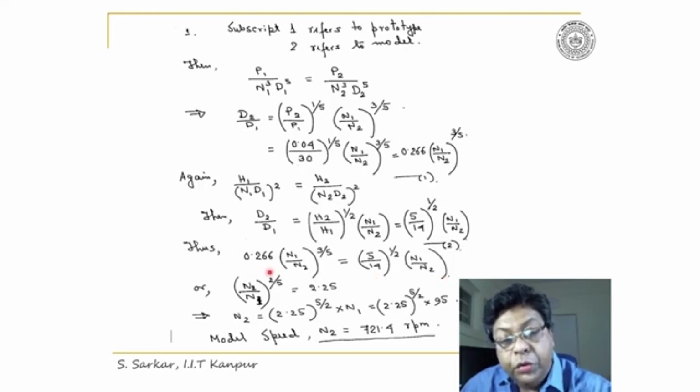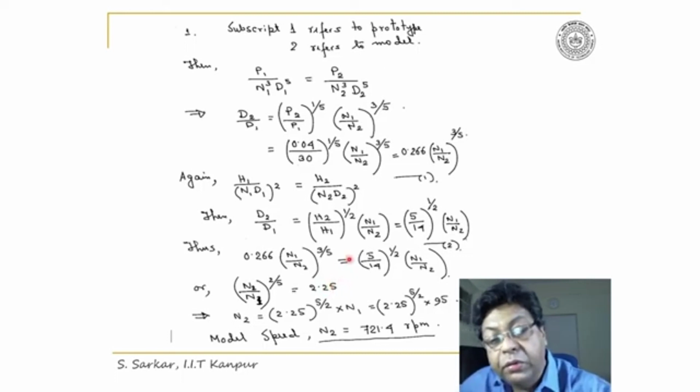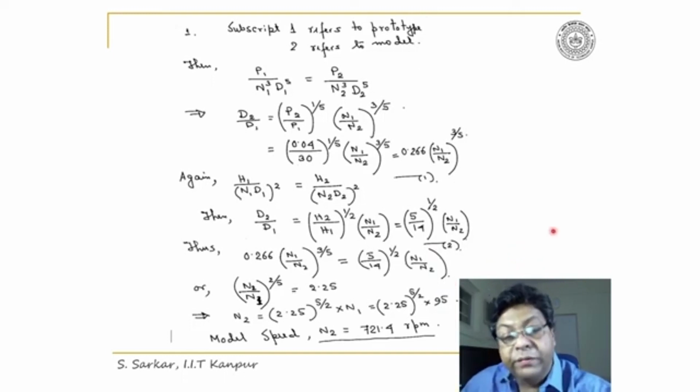Which is 0.266 into N1 by N2 to the power 3/5 equal to 5 by 14 to the power half into N1 by N2, and from here you can evaluate N2, since N1 is known to you. You have calculated N2; I got around 721.4 rpm. That means the model has to rotate at 721.4 rpm.